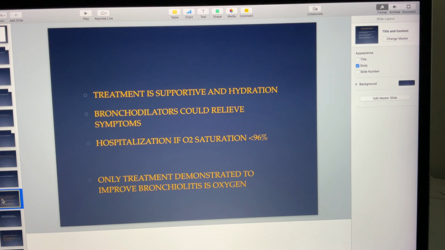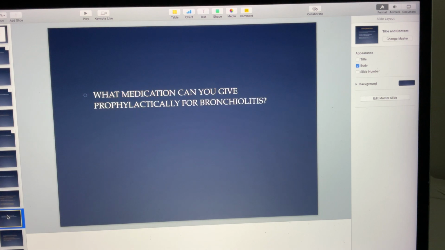Also, it is important for you to know that the only treatment that has been shown to improve bronchiolitis is oxygen.